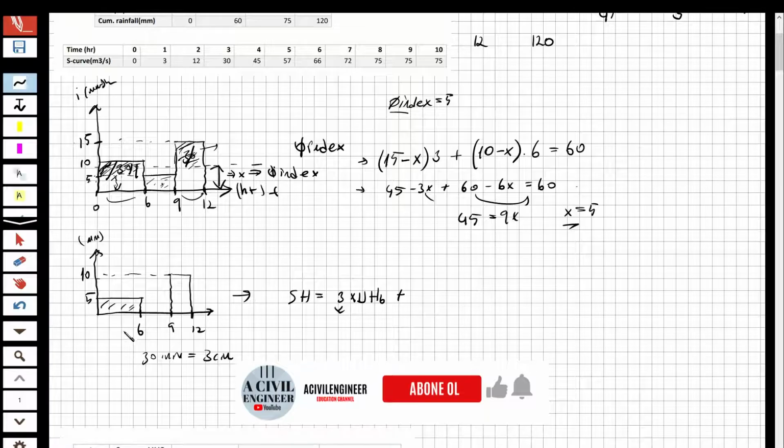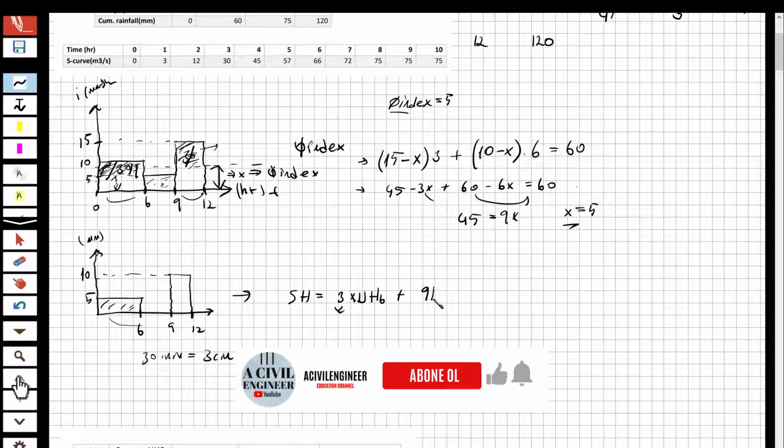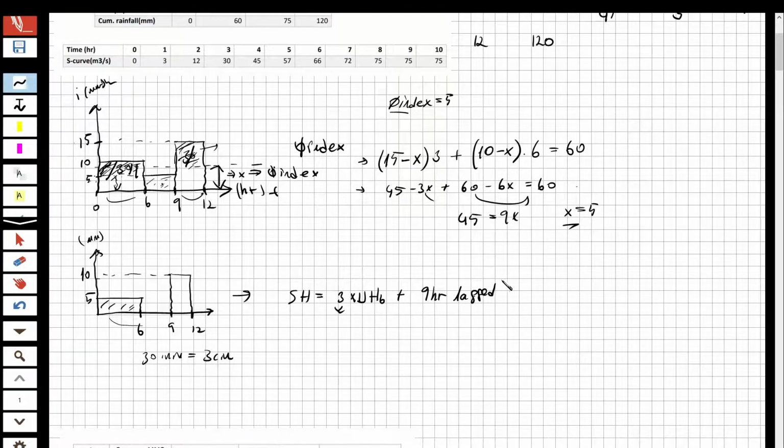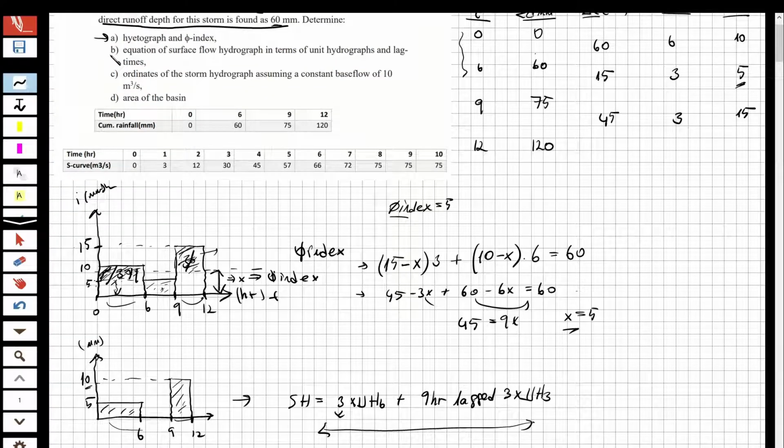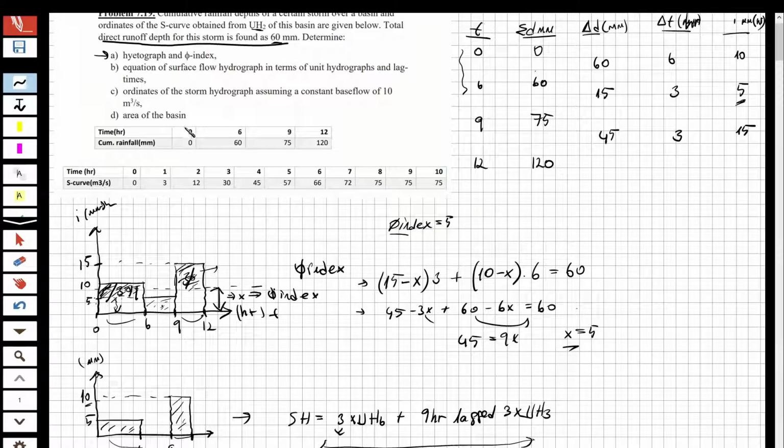So now, plus 9 hours lagged, 3 multiplied. Why 3? Let's check. Look at here. This is 3 multiplied 10, 30 millimeter, and 30 millimeter is equal to 3 centimeter, okay? 3 multiplied this one. So this is going to be unit hydrograph for 3 hours, okay? Now the formulation is this one. We got the equation of the part B, okay? The part B is also solved.